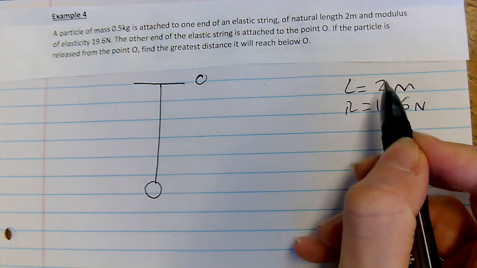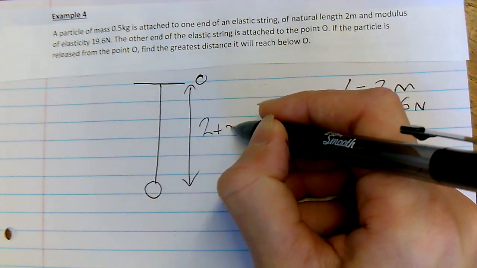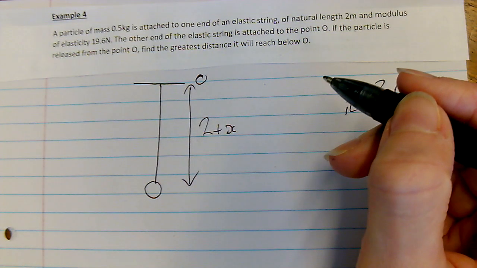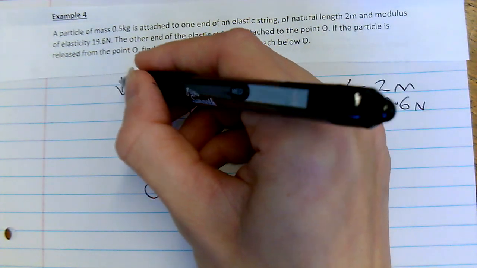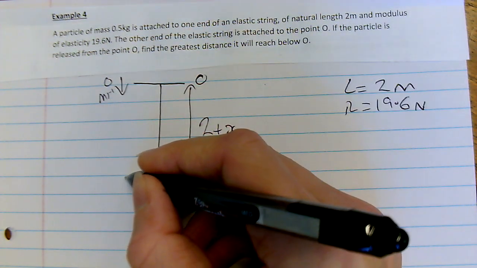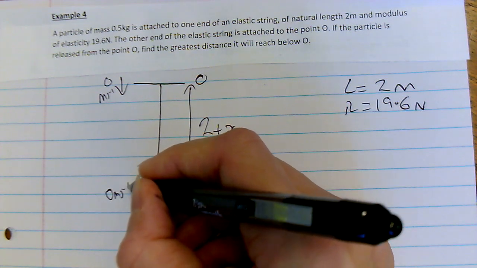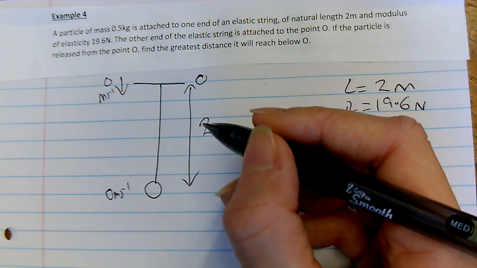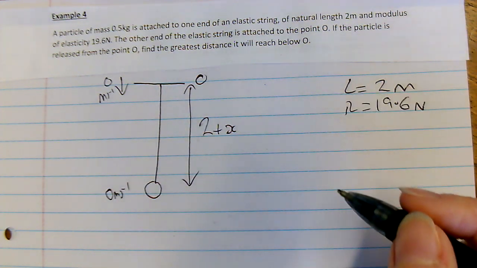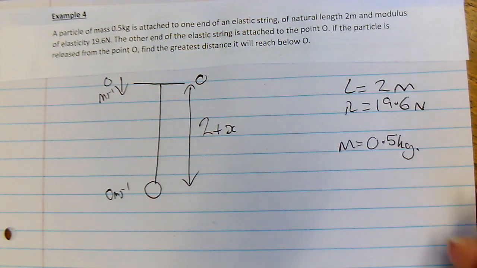So if we know the natural length is 2, same as the last example, this distance is 2 plus x. Now it's released from here, so it must be at rest when it starts. And when it gets to the greatest distance, that will also be a speed of 0. Got the mass as well of 0.5 kilograms.